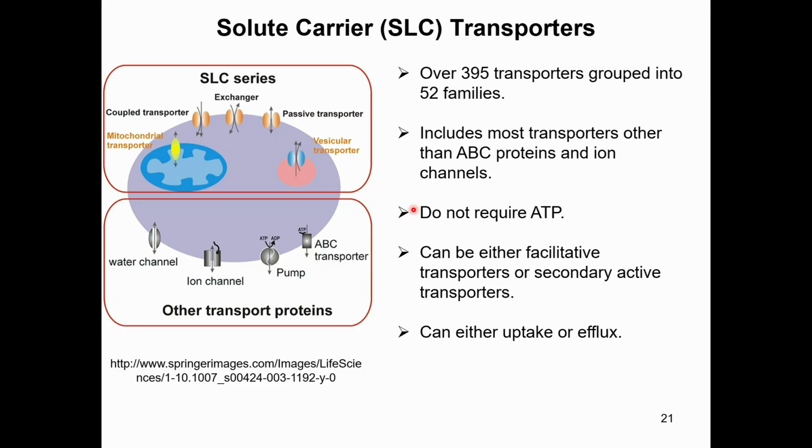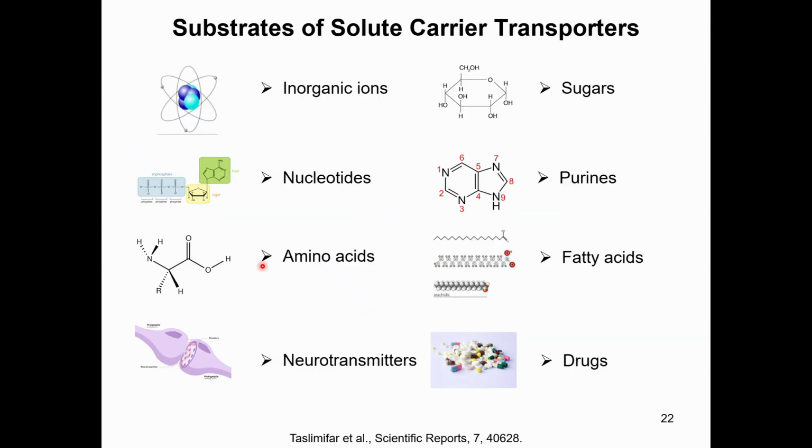The SLCs, however, don't need ATP for their action. They can either be facilitative transporters or secondary active transporters that use an ion gradient, like we talked about. They're in all sorts of places: in the cell membrane, and involved in transport across mitochondrial membranes and in vesicles. There are just a lot of these, and they can transport all kinds of things: ions, inorganic ions, sugars, nucleotides, purines, amino acids, fatty acids, neurotransmitters, and of course drugs.